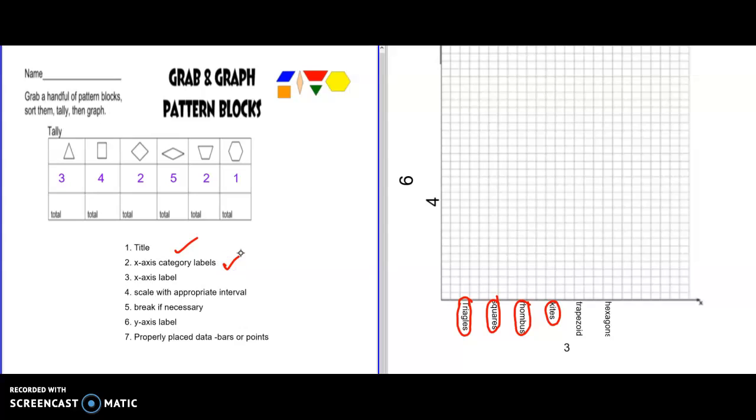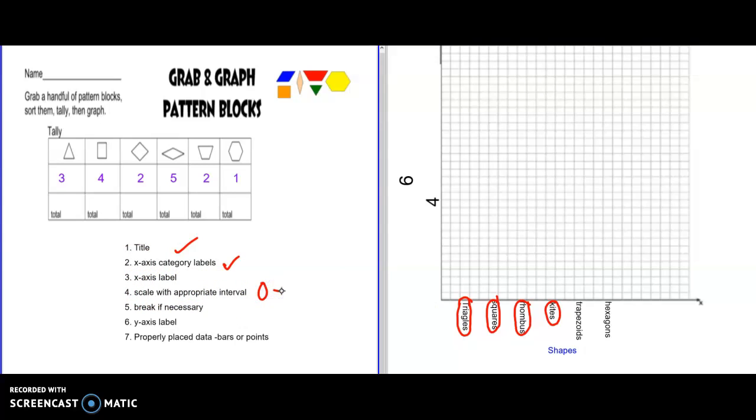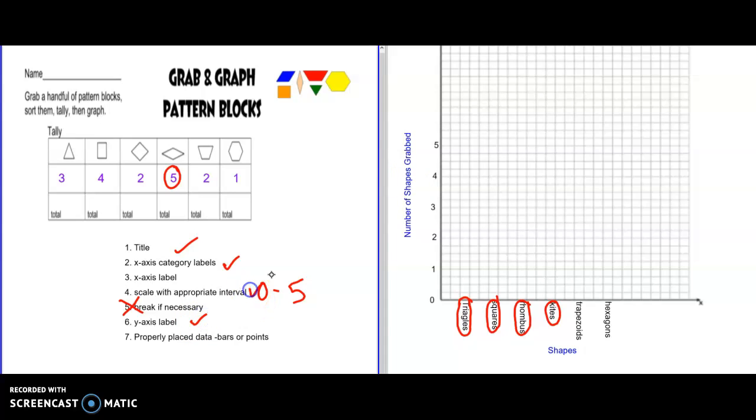So we have our category labels. We need our x-axis label. Well, all of those things are shapes. So that's our category, our x-axis label for the categories. We need a scale with an appropriate interval. So it has to start at 0. Looking at our data, our highest number is 5. So it only has to go from 0 to 5. So do we need a break? Absolutely not, because we're just going from 0 to 5. So looking at our scale, we go from 0 to 5, just going straight up, no break necessary. And then what do those numbers mean? That's our y-axis label. They mean the number of shapes that were grabbed out of the bag.